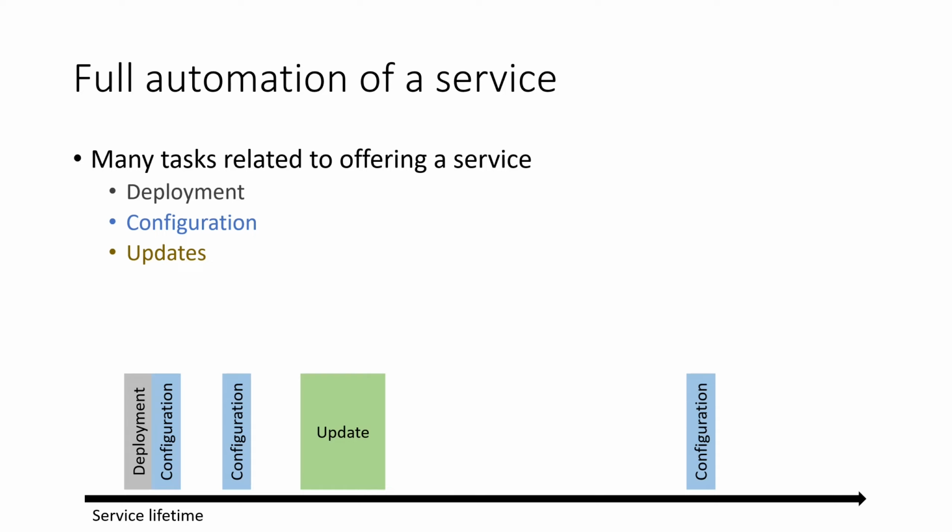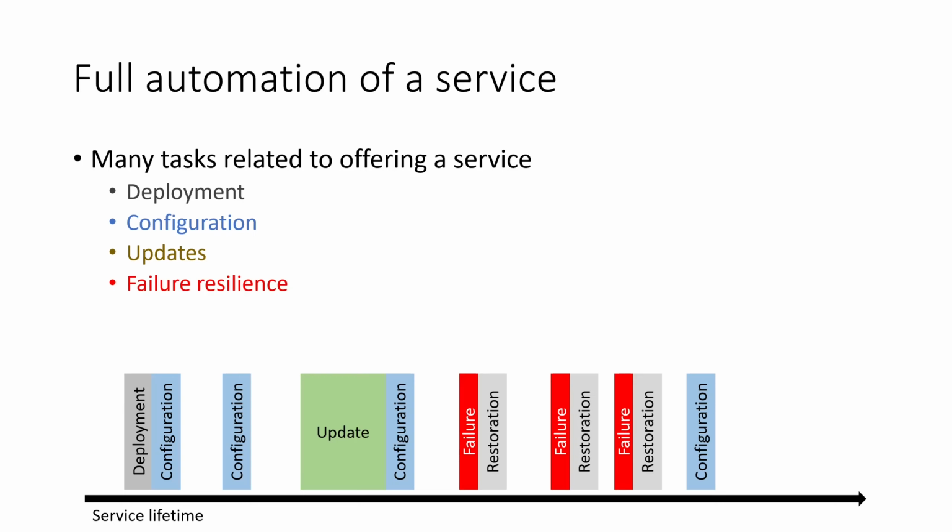Another task that we may need to do is to update our service. Let's say if you release a new version 2.0, then we need to update the running version from 1.0 to 2.0. And here I'm showing that the update may take some time to complete, and we're going to see why this is. So updating is one task that we can automate, and it's integrated in the lifetime of the service. And after we have updated the service, we might also need to reconfigure it. So reconfiguration comes up again.